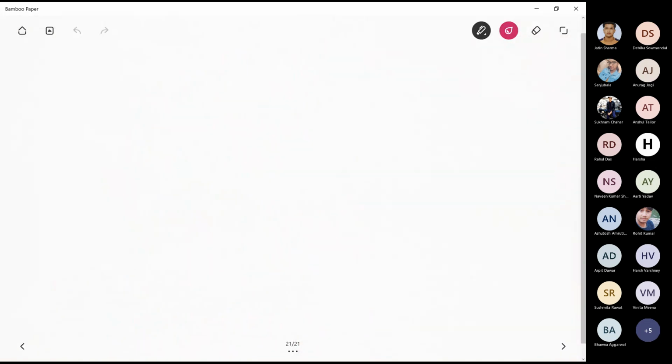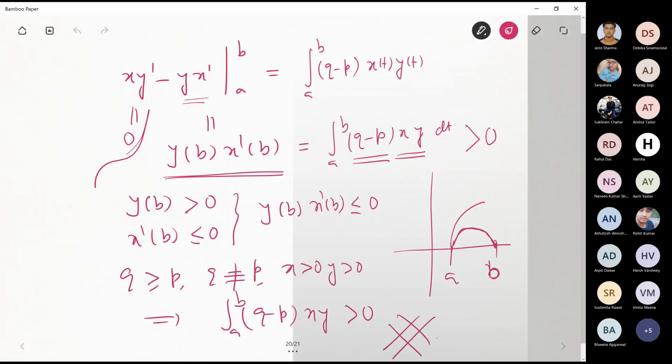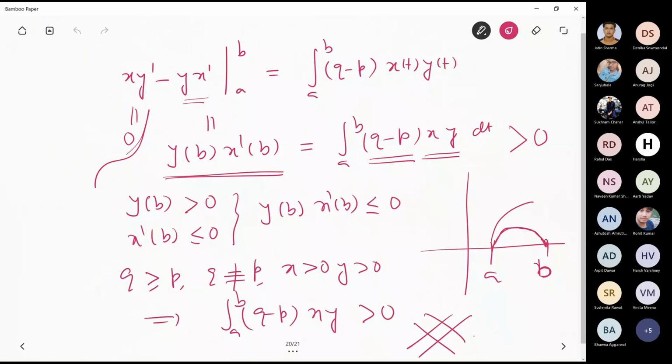Left hand side is also positive. Right? What is that? Left hand side is also positive, sir. We can't get contradiction there. Left hand side, y it is positive, y at b is positive, and x prime at b is negative, right? Yes, sir, but we have negative sign. Where? X y prime minus y x prime. Right, then that's what I said.